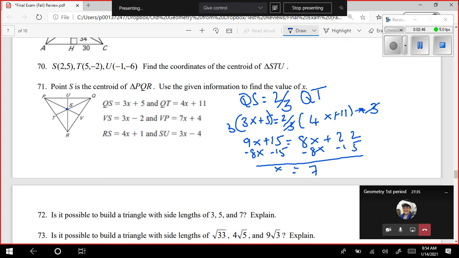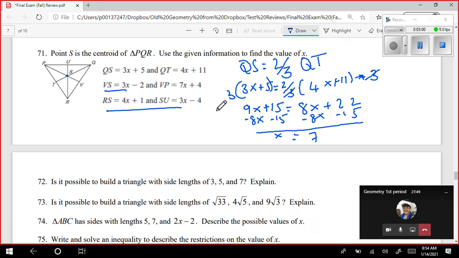Okay, this problem was based on the property of the centroid. So in the same way you can try these two on your review later. Okay, I'm just doing one part. Then let's see the next problem. Not going to solve all.